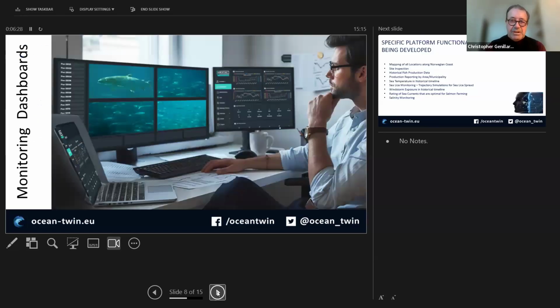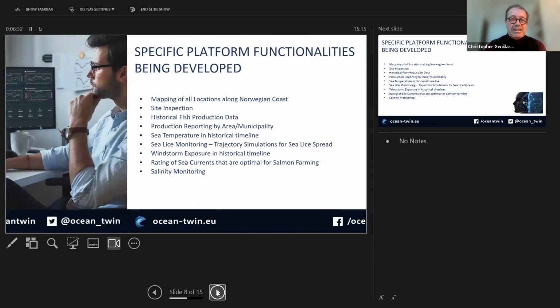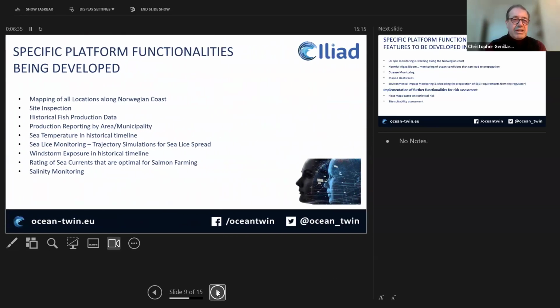Next page, I think we can then just jump. This is in the dashboard, the specific platform functionalities. So the mapping: if you want to put a new fish farm into an area, you can inspect sites and locations via the platform in terms of their suitability. We will have historical fish production data on the platform. Partly we have that already, reported by area and municipality.